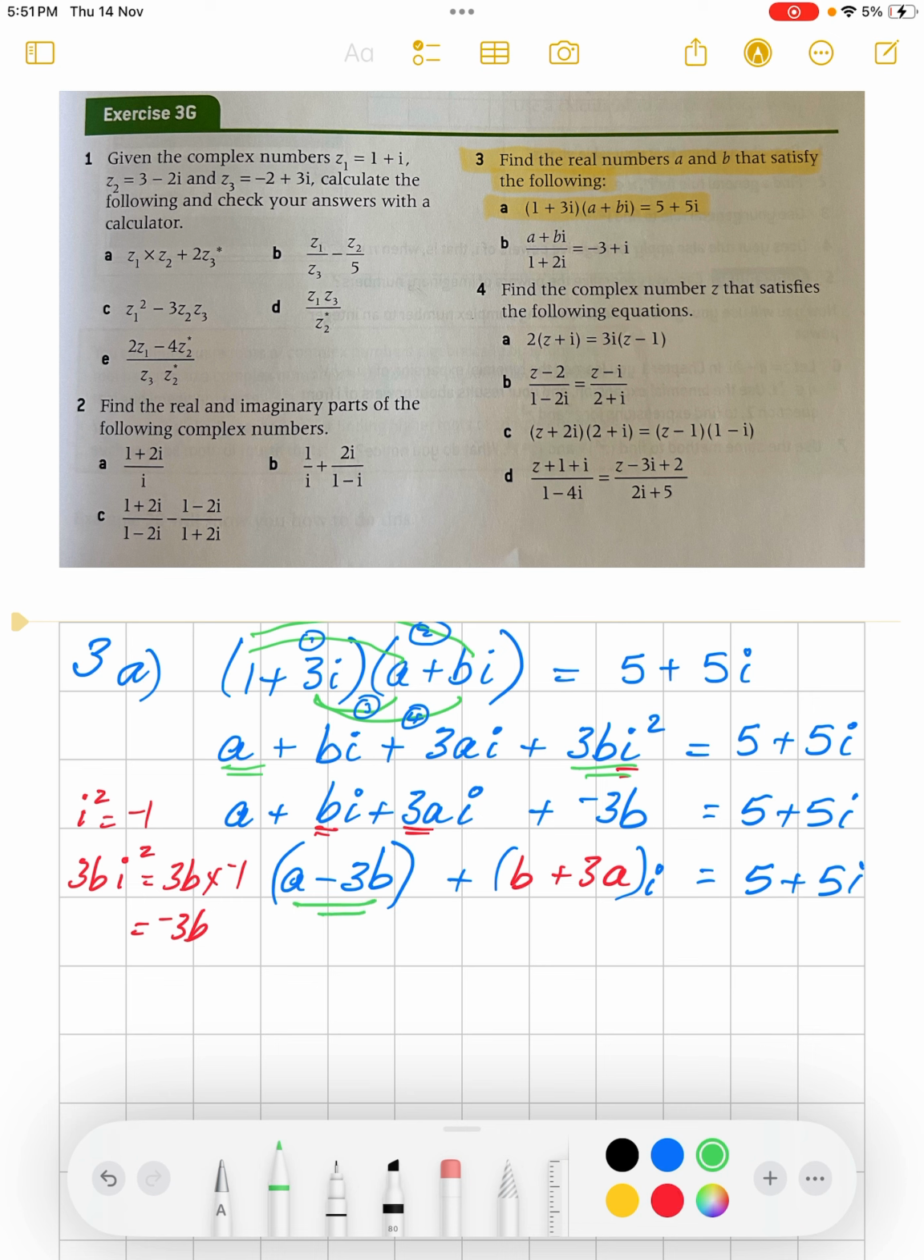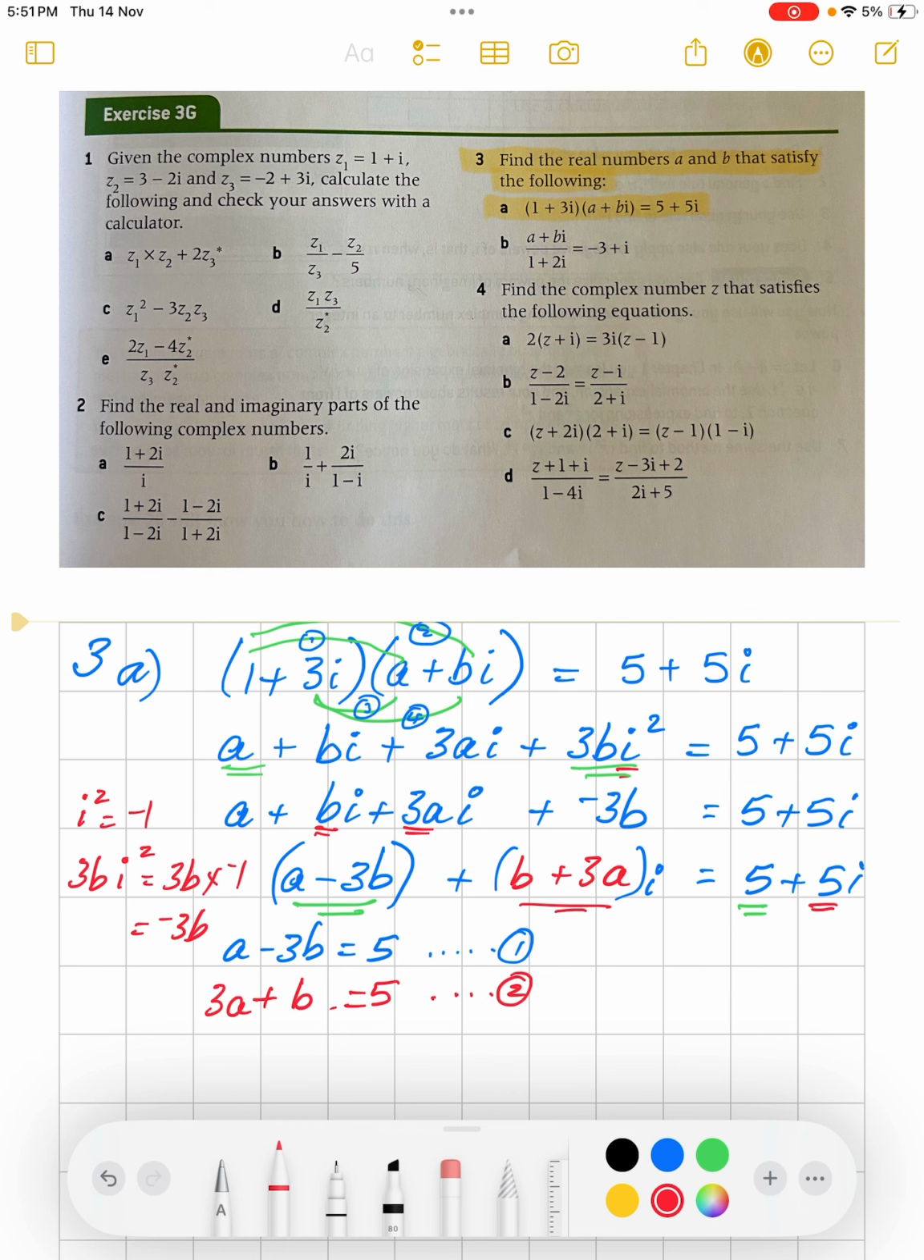So if we match the real component with the real component of the left and the right, A minus 3B equals 5. Let this be the first equation. And let's match now the imaginary component with the imaginary component. So we say that B plus 3A equals 5, and that's our second equation. Now, if we simplify this, I'm just going to change the order of B and 3A, A and B, to make it easier.